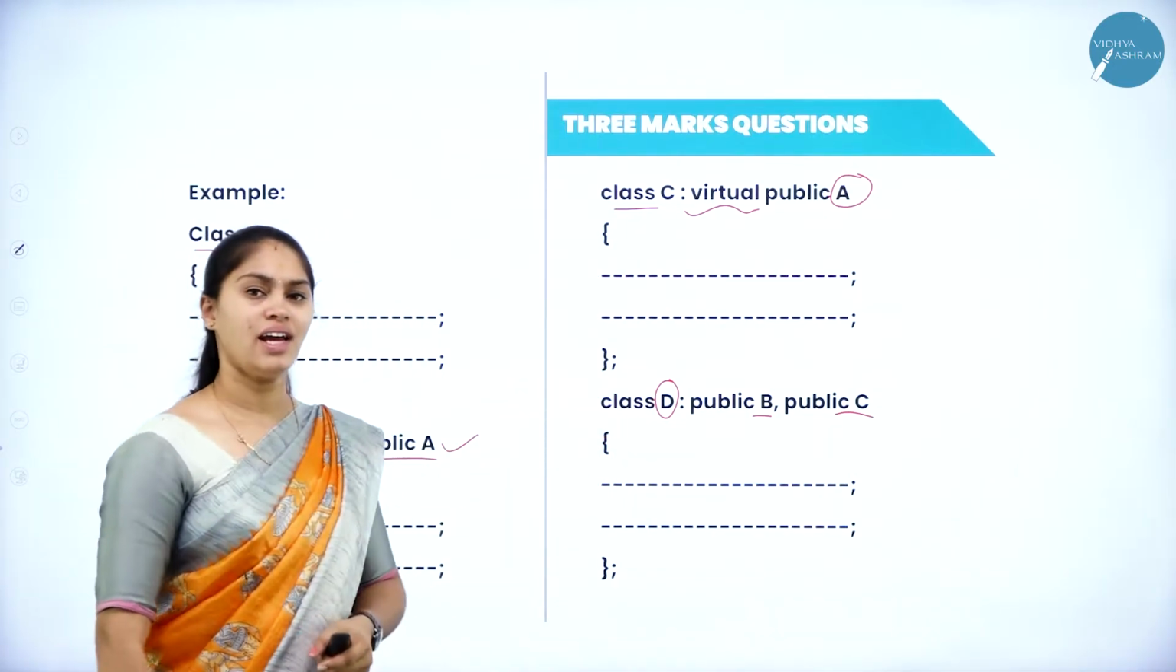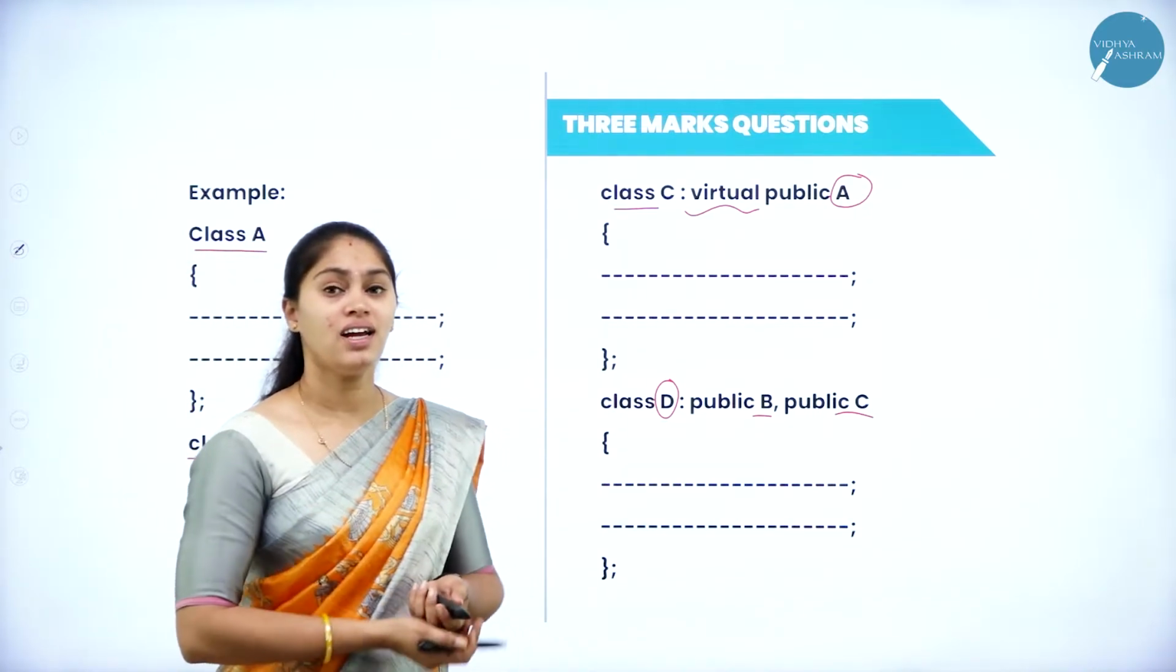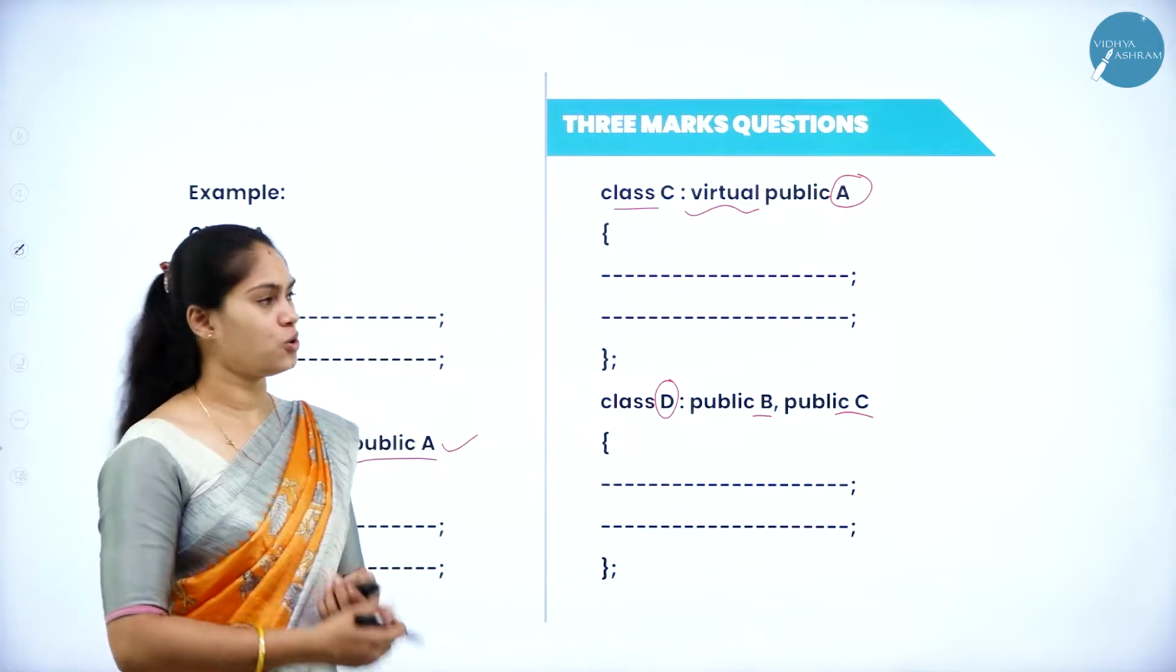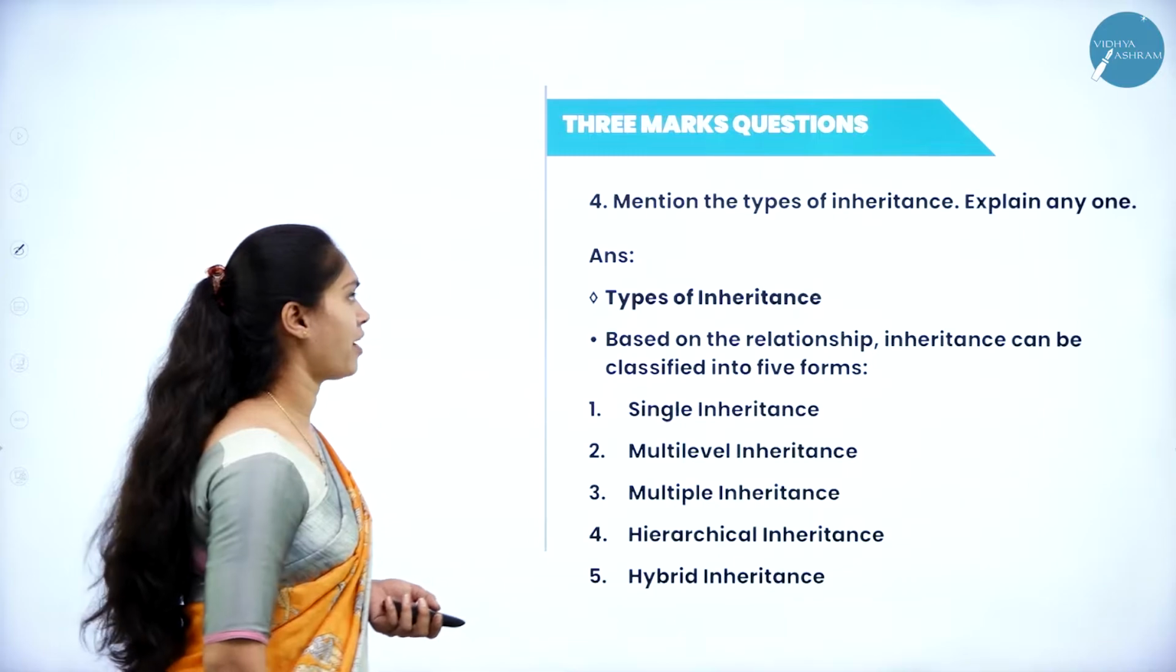So this is the example here. Whatever the dashed lines we have will be filled with some data as per the requirement of the user. This is how you are supposed to answer this question. Next, we'll see the next question.